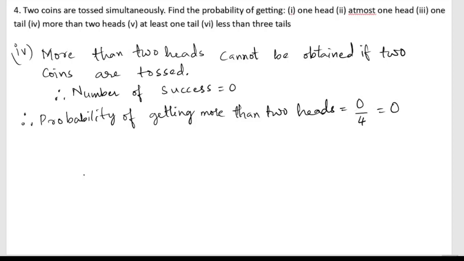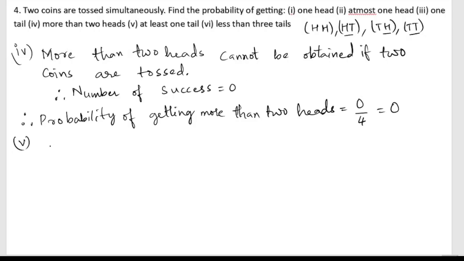Now let us do the fifth bit. What they are asking in the fifth bit is at least one tail. You know the total outcomes look like this: head, head, next is head, tails, and after that tails, heads, and tails, tails. So we can find at least one tail in the second event, third event, and the fourth event. So the number of success we are getting is 3.